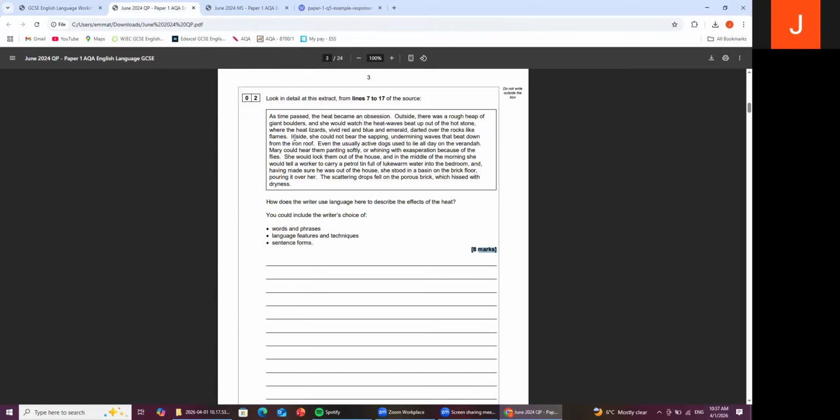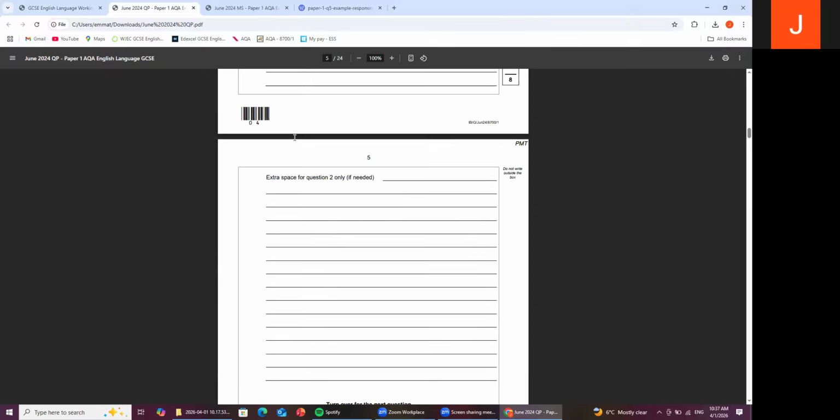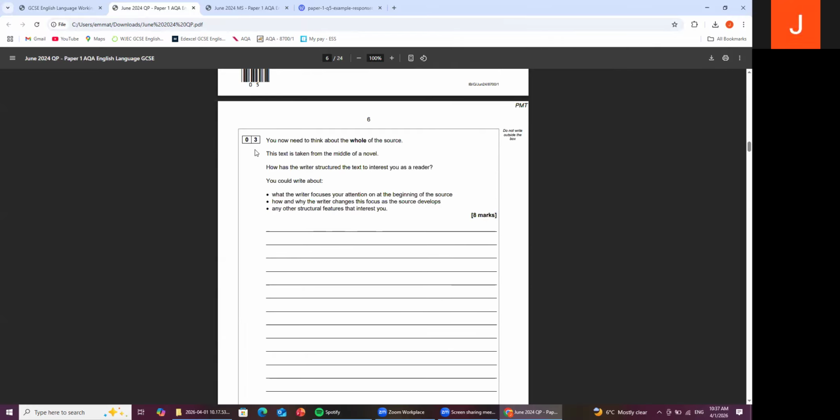So question two, we've had a look at that. Let's move on to question three. So question three, you now need to think about the whole of the source. So as it says, you need to read the whole source. Okay, not just a bit of it, not just maybe the start or maybe the middle of the whole thing. So this text is taken from the middle of a novel. So that's information not just there for fun, or by accident. Everything that's on this page here is really important for us.